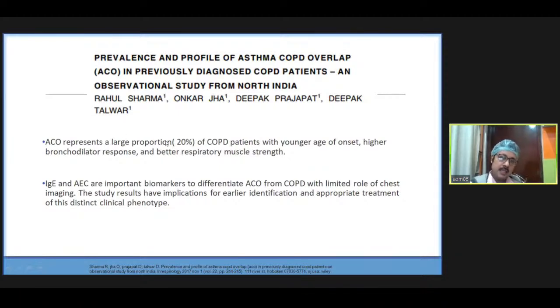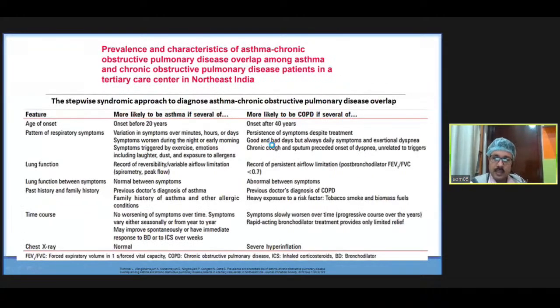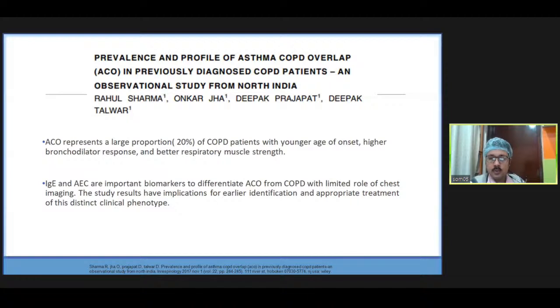The ACO represents a large proportion of COPD patients with younger age of onset. The popular belief is that COPD means age of onset is usually more than 40. It is very true, but the overlap patients usually have a younger age of onset. So asthma COPD overlap represents a large population, more than 20% of COPD patients, with younger age of onset, higher bronchodilator response, and better respiratory muscle strength. Now IgE and eosinophil count are important biomarkers to differentiate ACO from COPD, with a limited role of chest imaging.